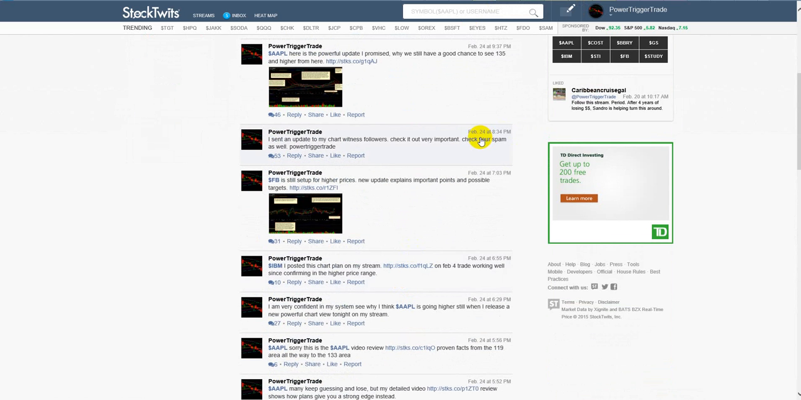Okay, you see this line, February the 24th. This is an important message to respond to, because when I send you the stock, the chart, the updates, see, I'm getting my inbox started. People are starting again. When I send you updates, I sent an update to my chart witness followers. Check it out. Very important. Check your spam as well. When you see these type of messages, that means you're supposed to respond to it, and only respond.